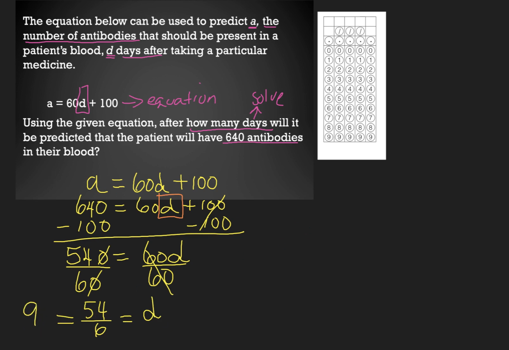Now we have a gridded response, so we have to input our answer. Now some of you like to start here. Remember I said you always write your answer at the top, so I'm going to write 9 here, and then your next step is just to bubble your 9. And you're finished. You can put your 9 anywhere.